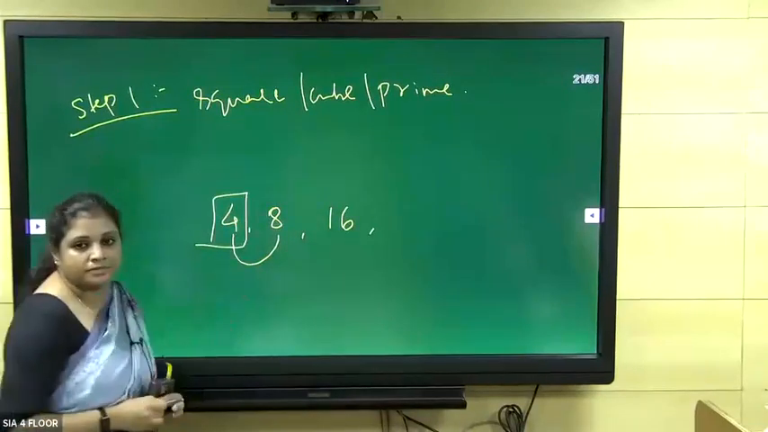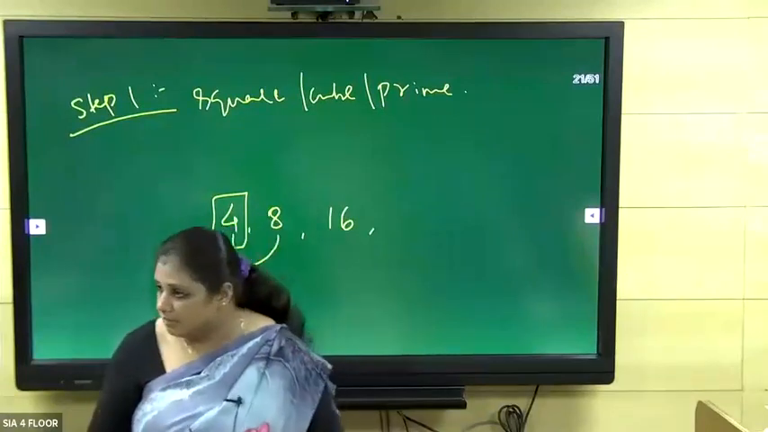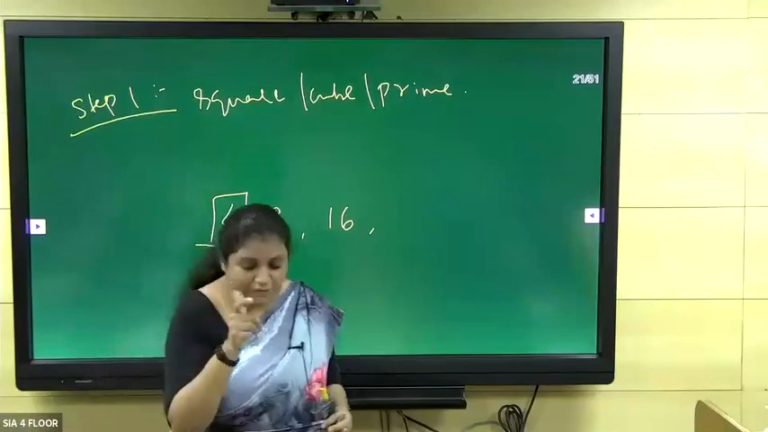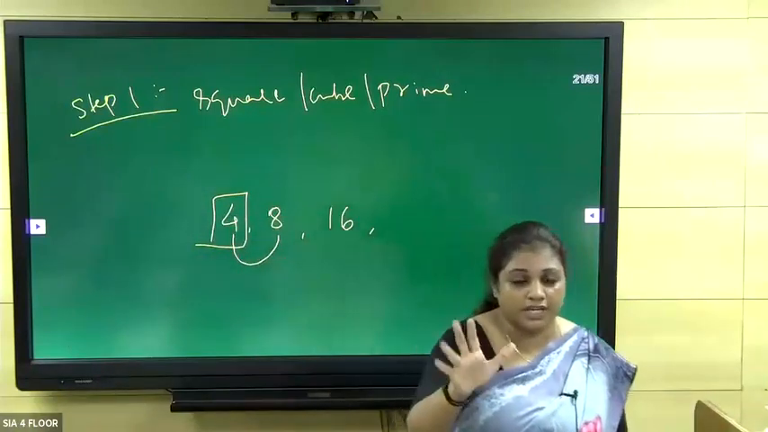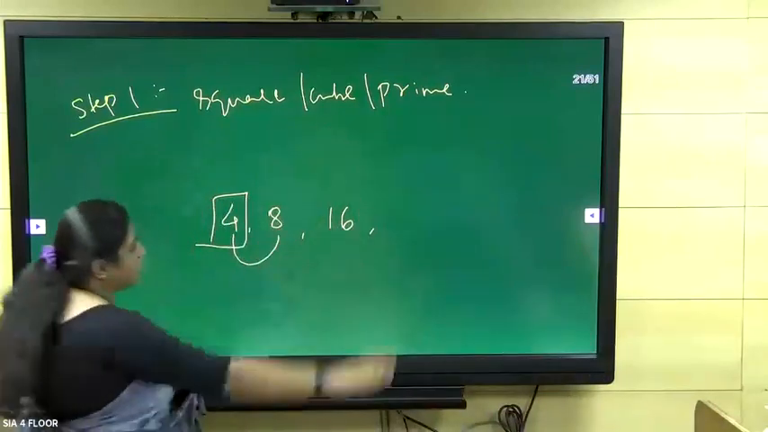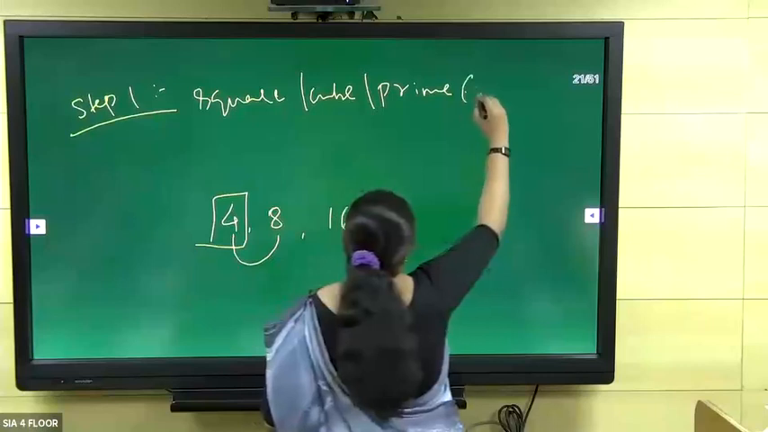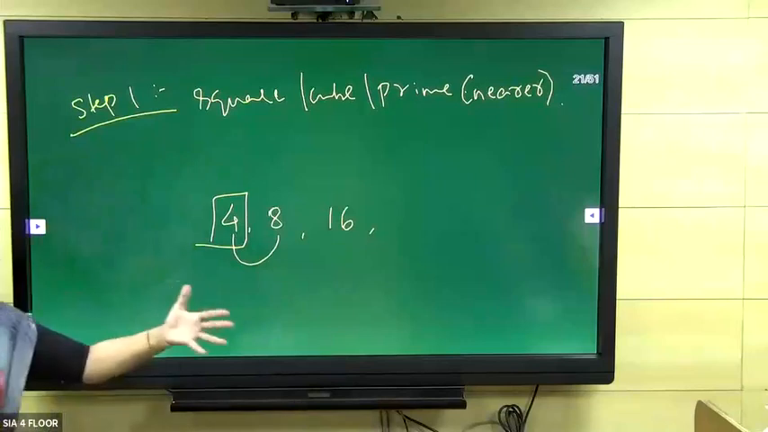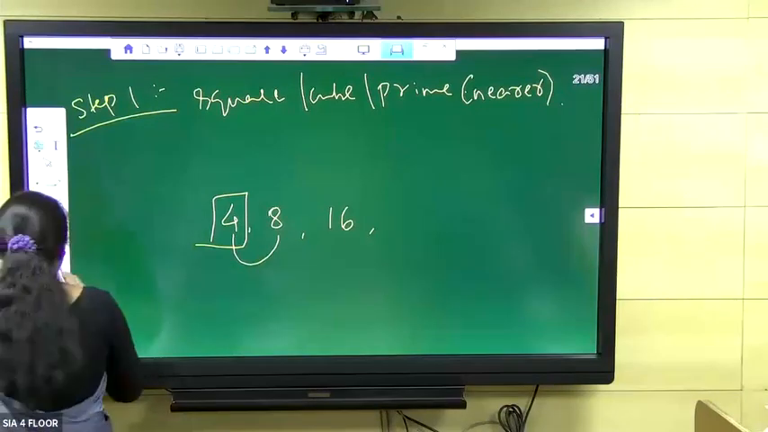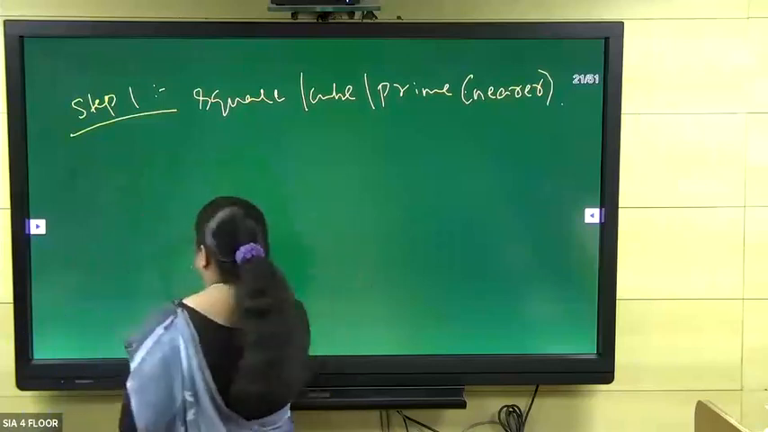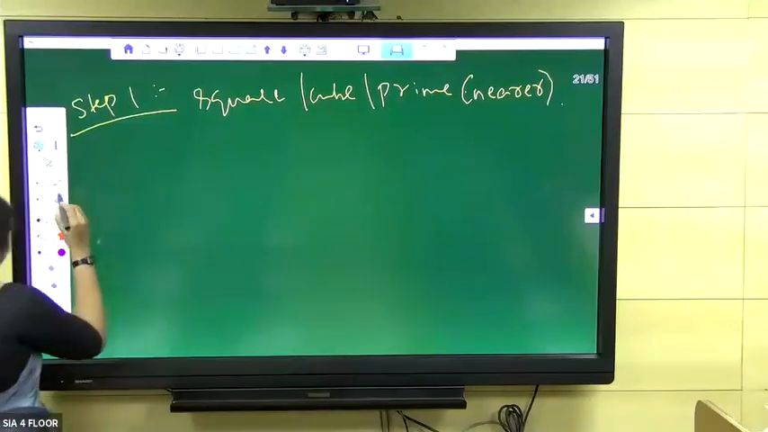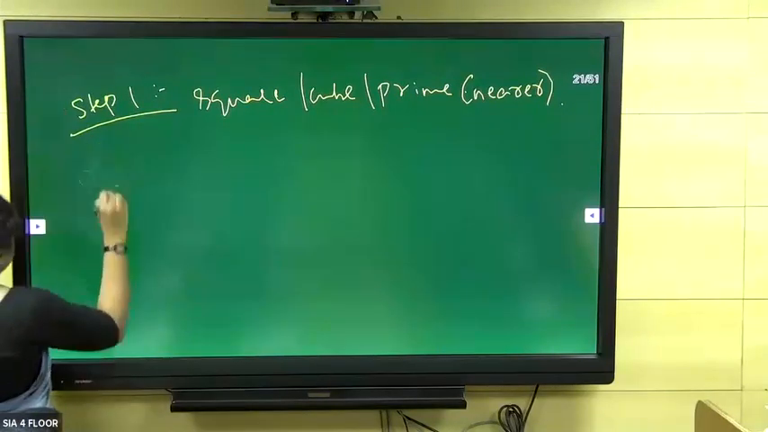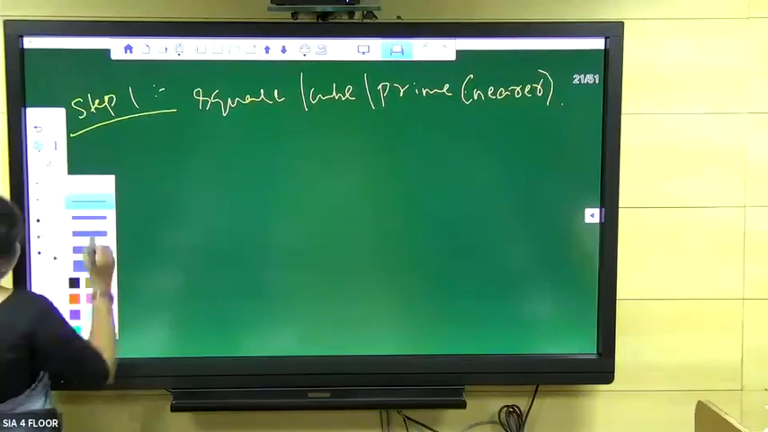Just see individually whether each is a square number, cube number, or prime number, or anything nearer to that. So first you check the individual characteristic of a number. If not, go to the second step. Step number 2.